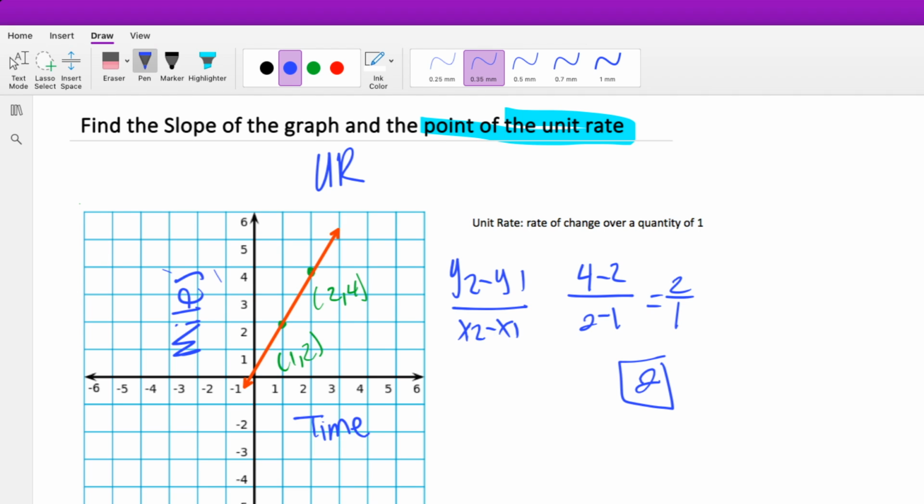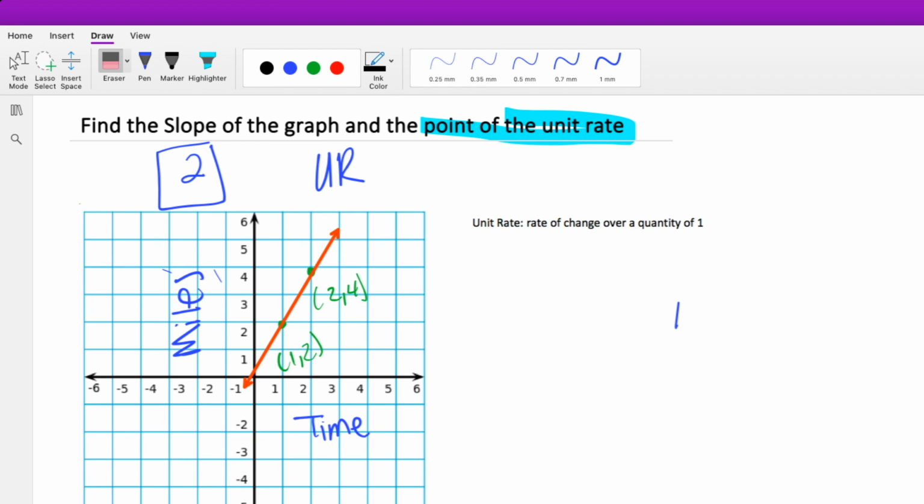If you want to see me go more in depth on that, simply just watch the video. I have a couple videos below, and it'll explain everything about finding slopes. Or we could also count rise over run, whatever you prefer, whichever is easiest. Now we need to find the unit rate.